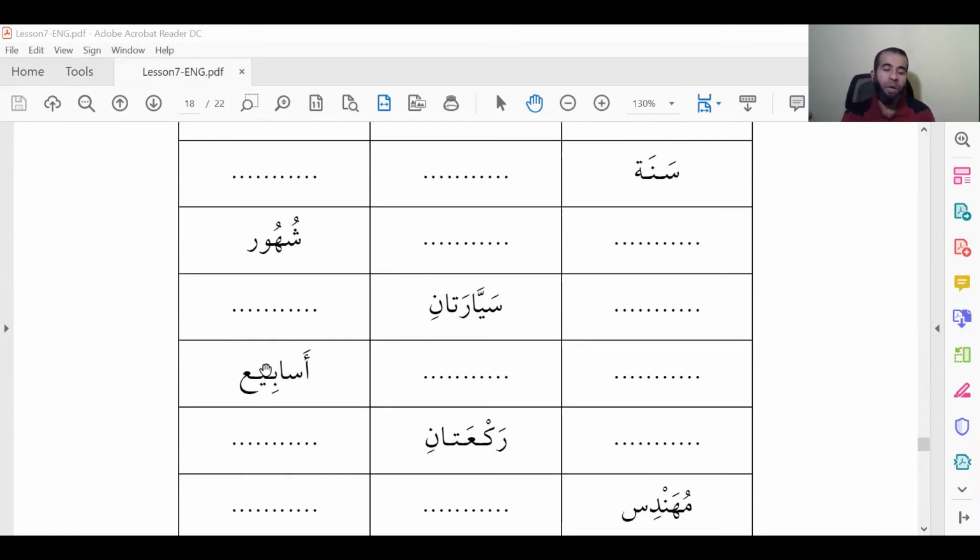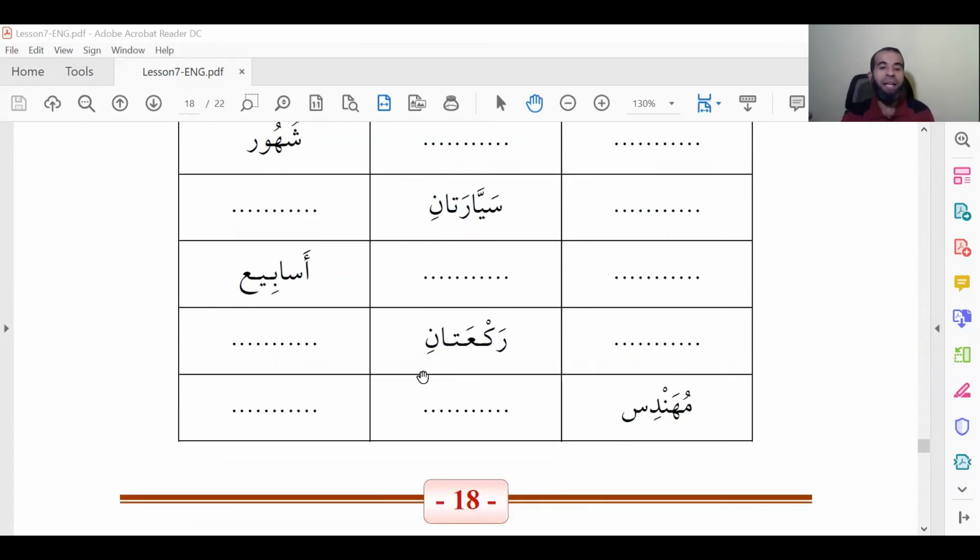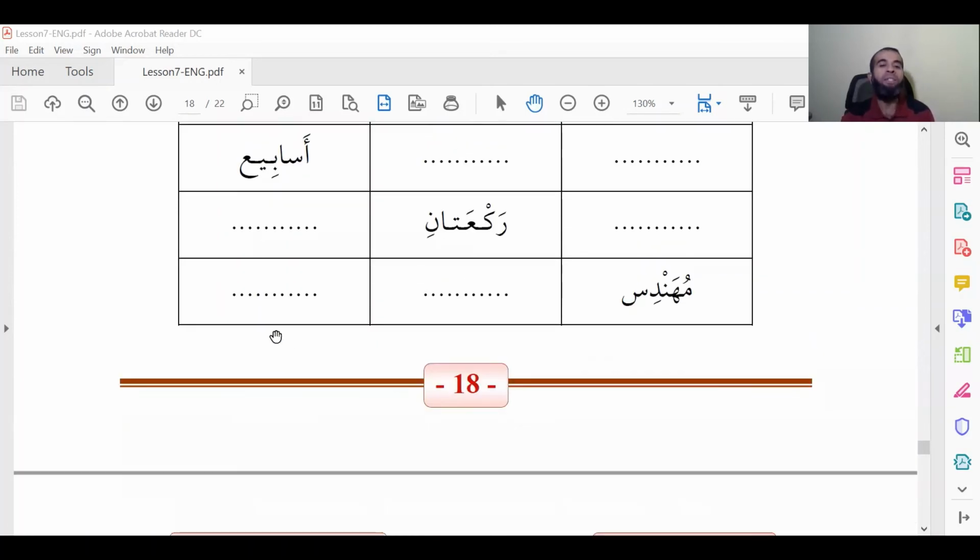أسابيع it's the plural of أسبوع and the dual is أسبوعان and then أسابيع. ركعتان so ركعة، ركعتان، ركعات. مهندس، مهندسان and then مهندسون.